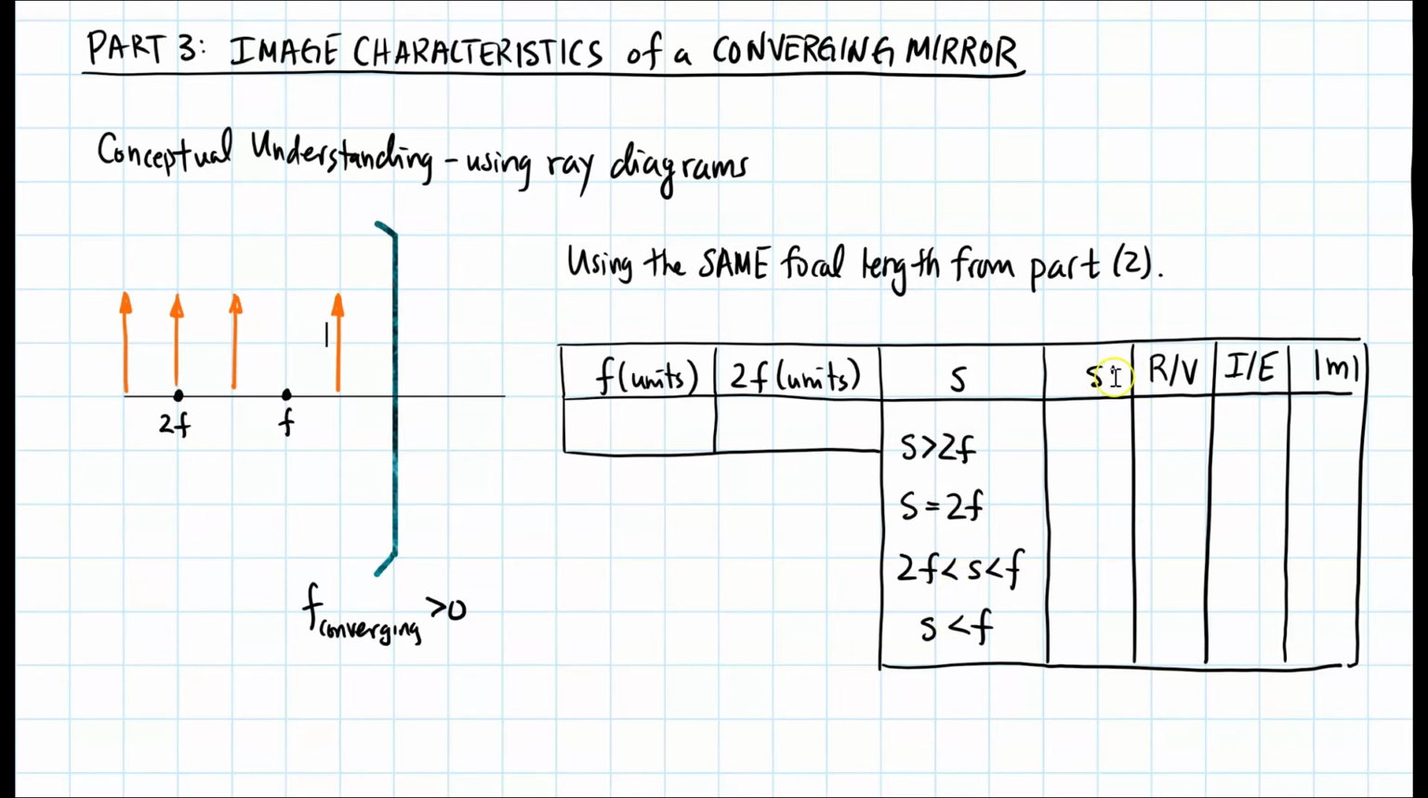So when I answer the locations of S prime, I don't want numerical values. I want to know: is it inside of F? Is it between 2F and F? Is it outside of 2F? Is it behind the mirror? Those are the things I want you to write in this column right here. And then from your ray diagram, define whether it's real or virtual, inverted or erect, and tell me the magnitude. What do I mean by the magnitude? Smaller, same size, or larger. But remember, you need to draw the ray diagrams first.